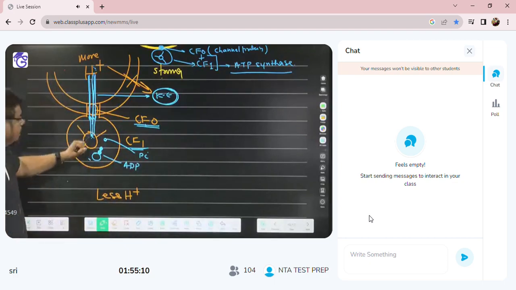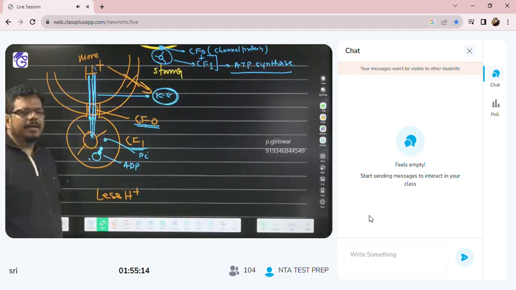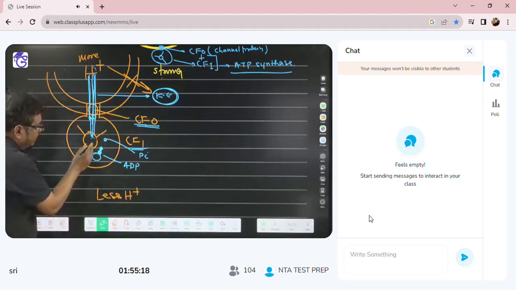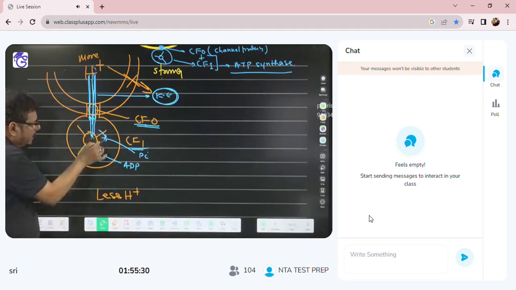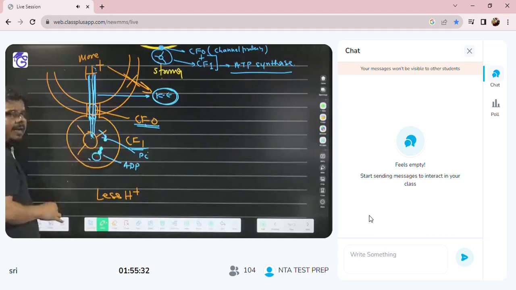So here, does rotation occur or not? Tell me yes or no. Is it clear in the mind? Now this rotating ATPase hits the inorganic phosphate. So this rotational energy is converted into kinetic energy. This rotational energy is converted into which energy? Kinetic energy.